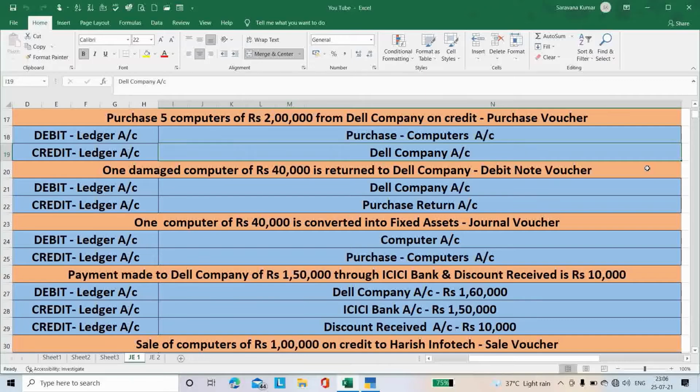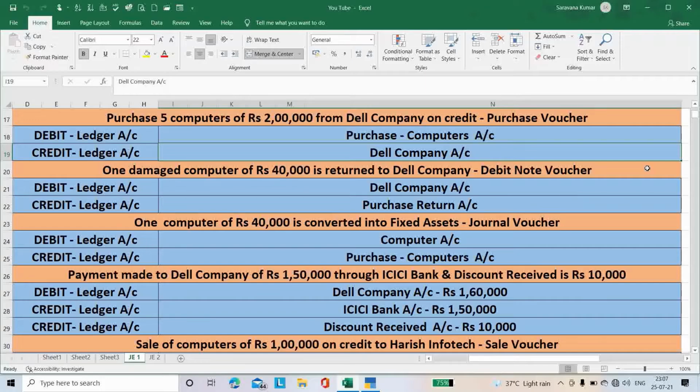Next transaction is one damaged computer of rupees 40,000 is returned to Dell company. Here the journal entry is debit Dell company account, credit is purchase return.